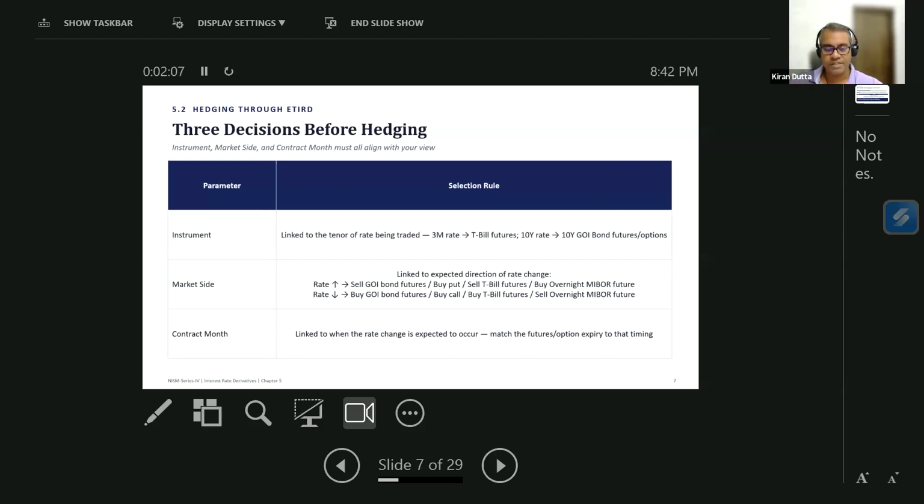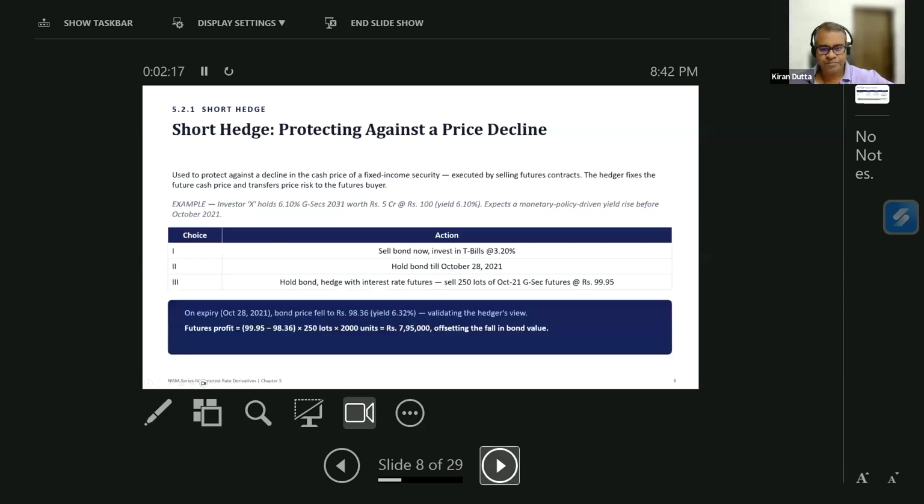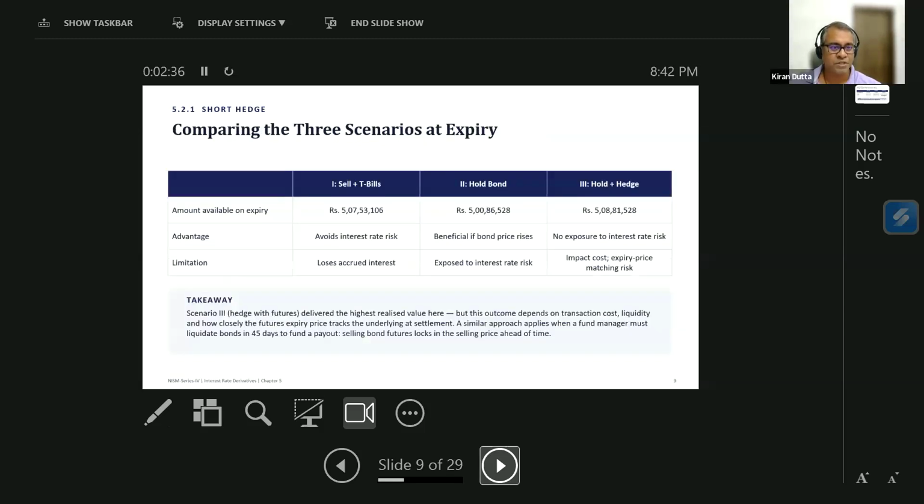Market side, we discussed this, linked to the expected direction of the market and the contract, right? Short hedge, we know this, right? What is happening if there is protection against a price decline? What will happen here? If you can make money, yes, I'll take short positions here, right? You can go through this, I need not even explain. We have done this multiple times.